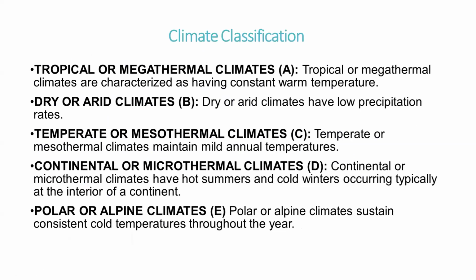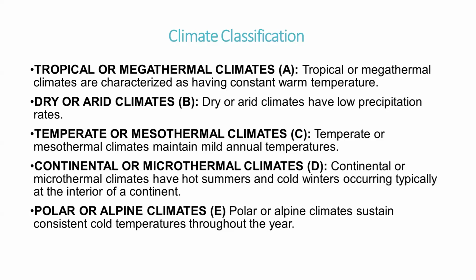Tropical low megathermal climates, climate classifications are there. Tropical low megathermal climates are characterized as having constant warm temperature. We are tropical, Colombo. Dry or arid climates have low precipitation rates. Dry or arid means vegetation is not very heavy.